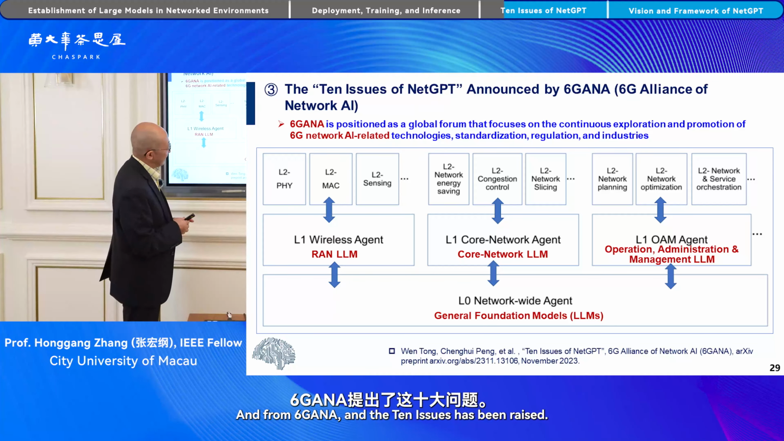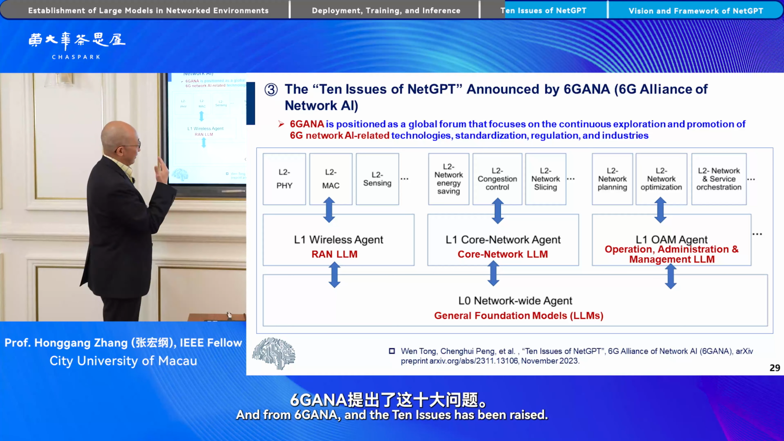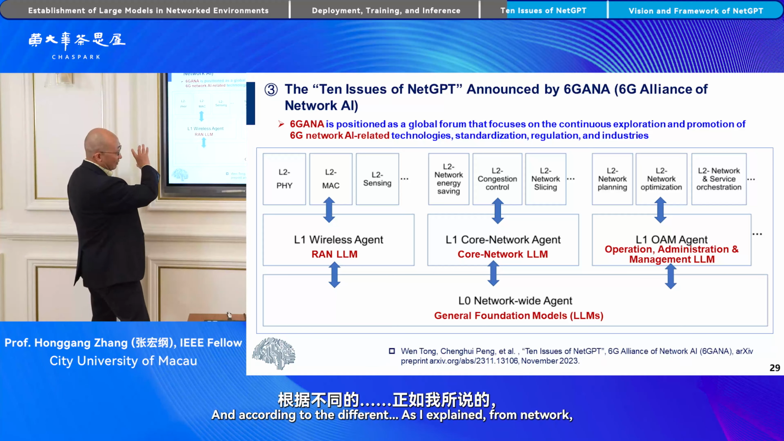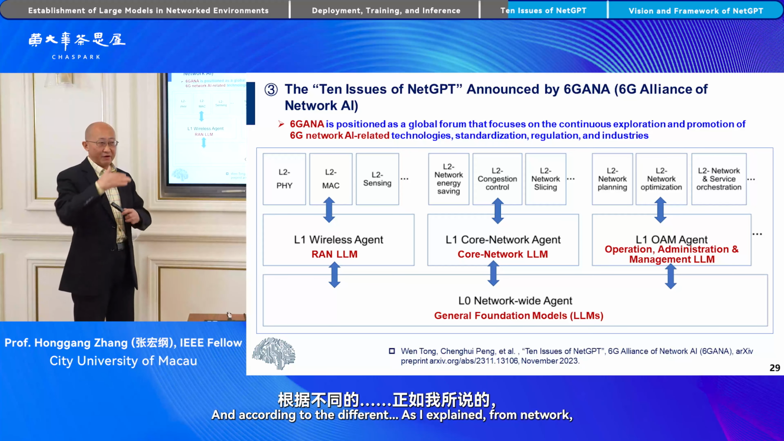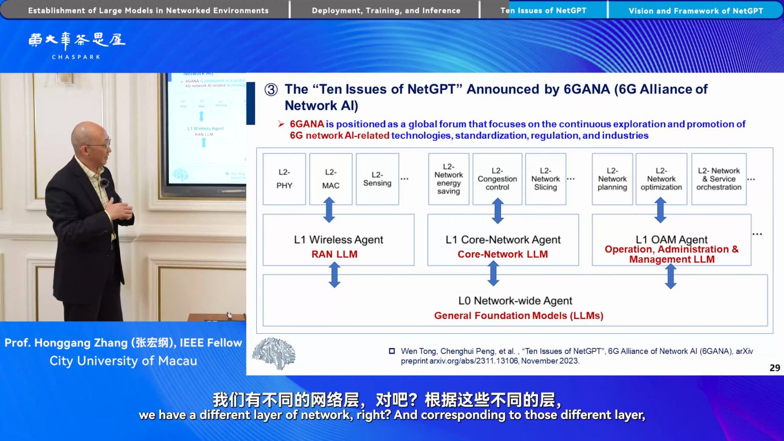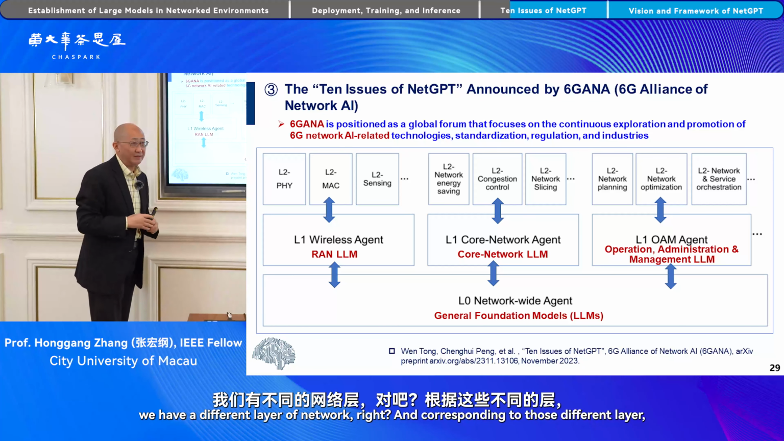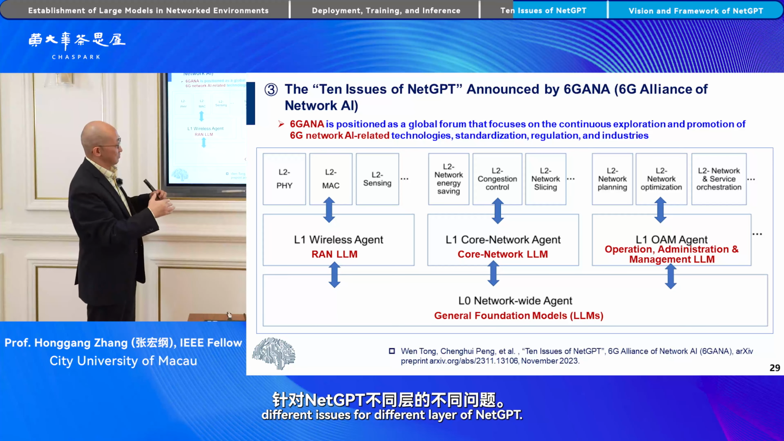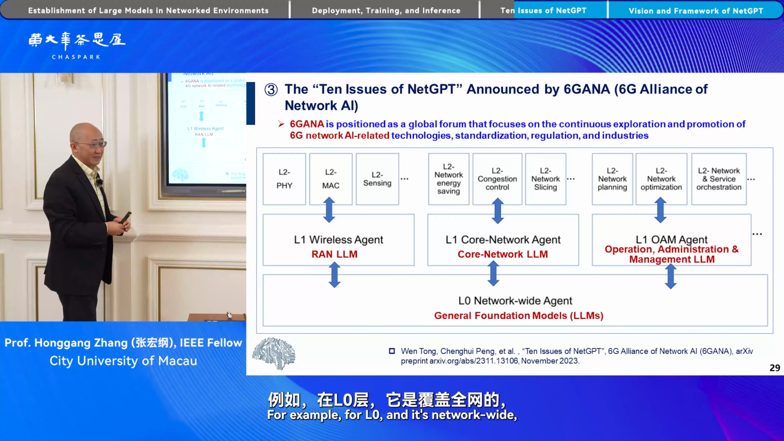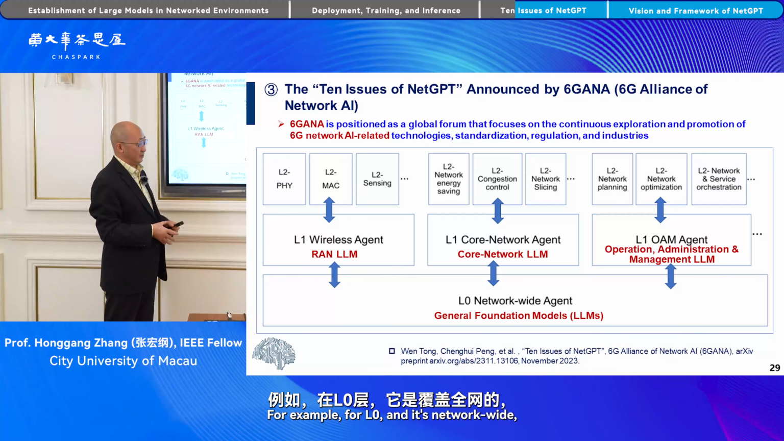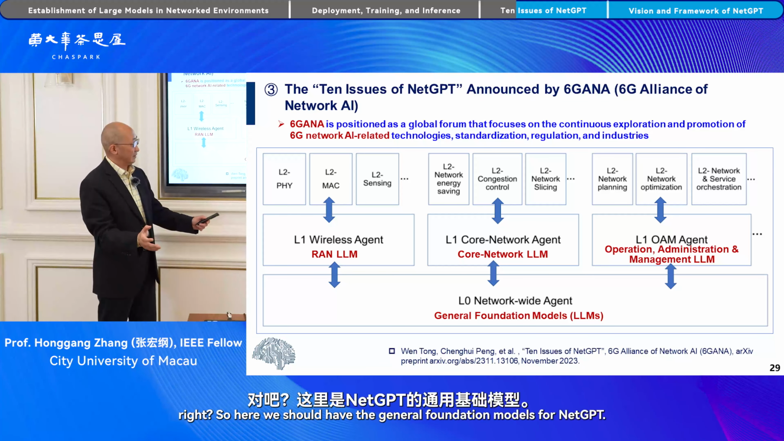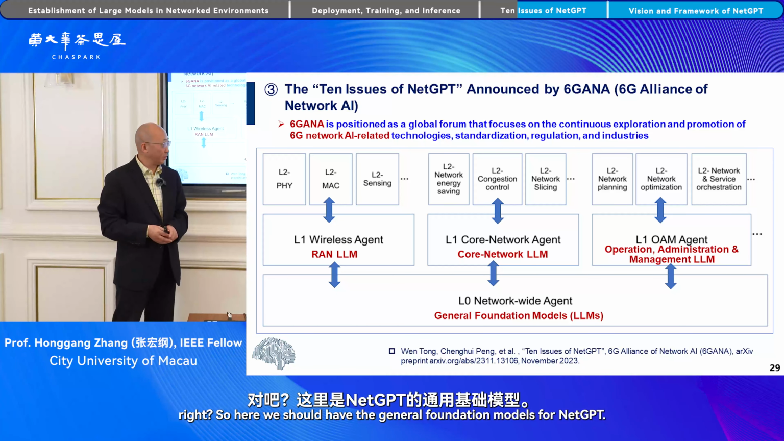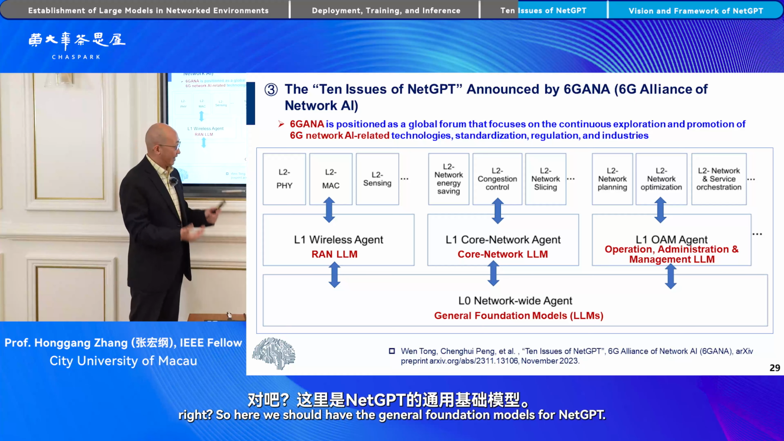From 6G ANA the 10 issues have been raised. As I explained, we have different layers of the network, and corresponding to those different protocol layers, 6G ANA has put forward different issues for different layers of NetGPT. For example, layer 0 is network-wide, so here we should have the general foundation models for NetGPT.